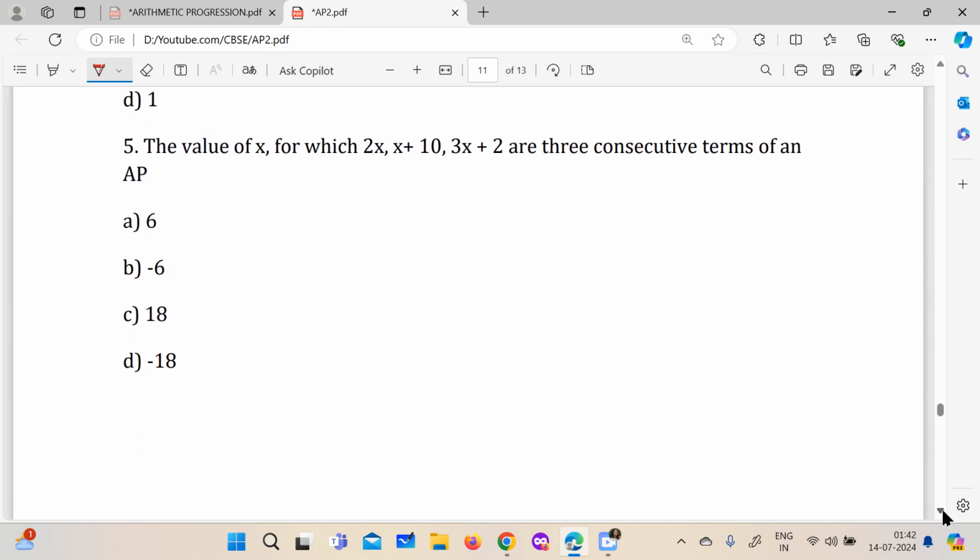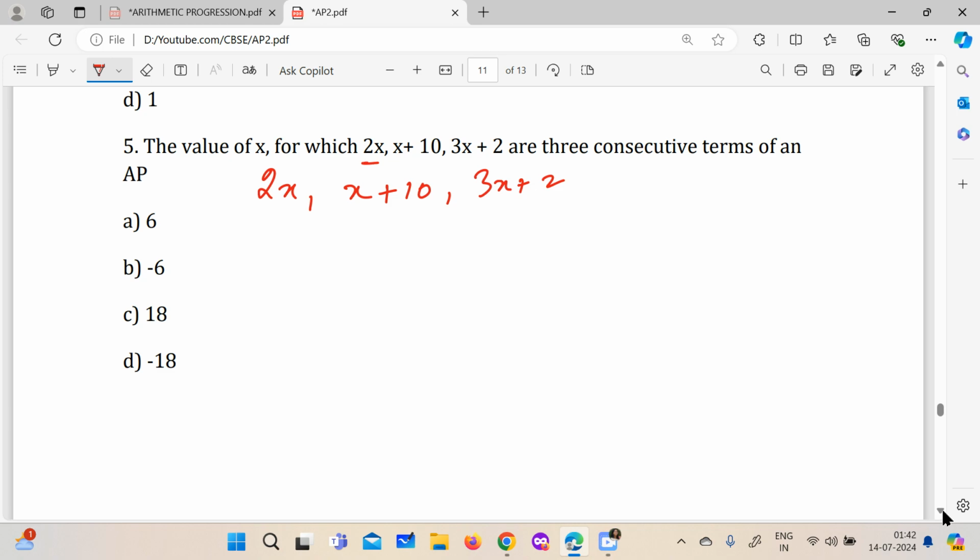Okay, so now the next part is: the value of x for which 2x, x plus 10, 3x plus 2 are three consecutive terms of an AP. Means these are in AP: 2x, x plus 10, 3x plus 2. So, what should be the value of x so that they remain in AP?